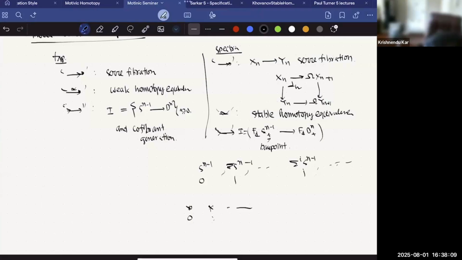And at the dth level, I have the Sn minus 1. At the d plus 1th level, I have the suspension of Sn minus 1, and so on and so forth. And this is going for d greater than or equal to 0, n greater than or equal to 0. Now, you use this as your generating cofibration set, and you will get all your cofibrations.